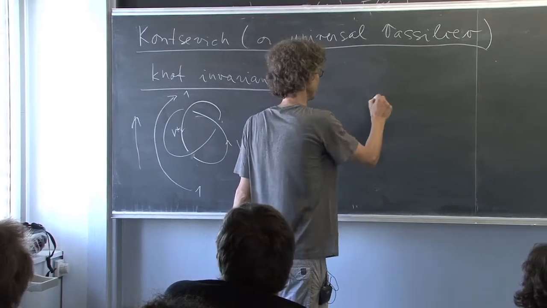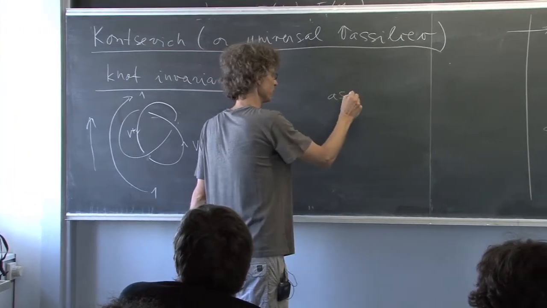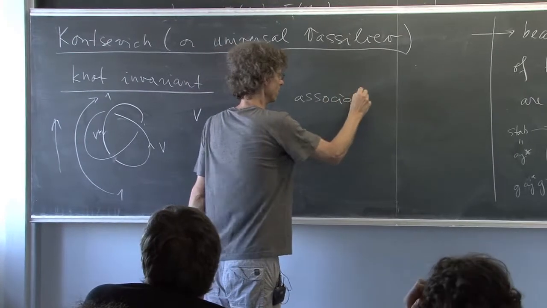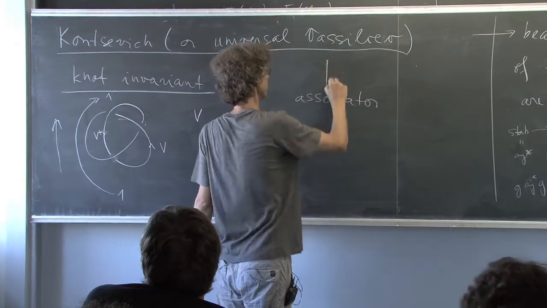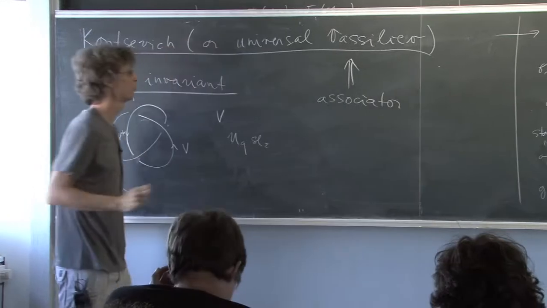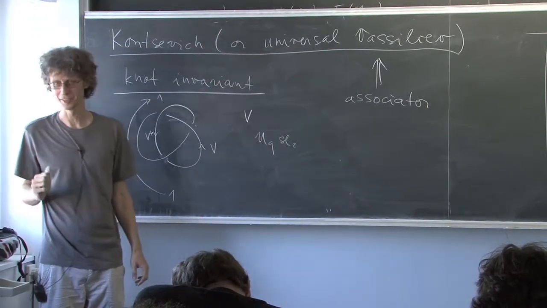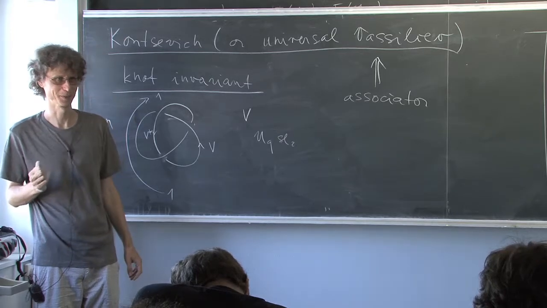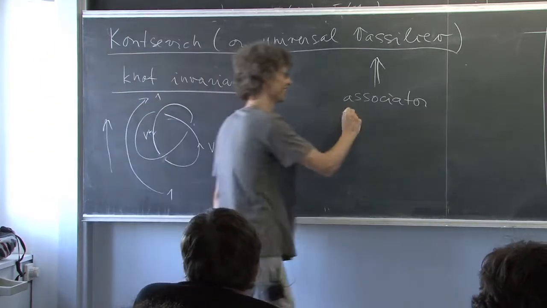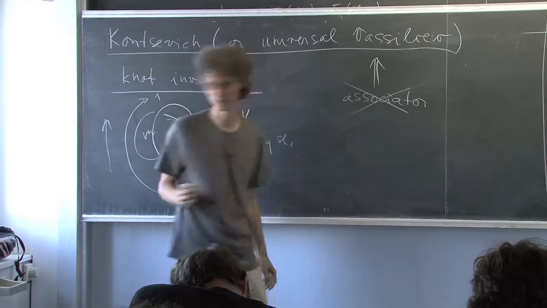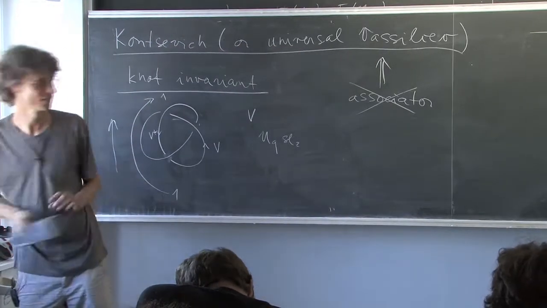So it will be some associators, and if you take an associator, it produces this not invariant, but which in the end doesn't depend on that associator, it turns out. So we can actually scratch off the associator. So what is it?